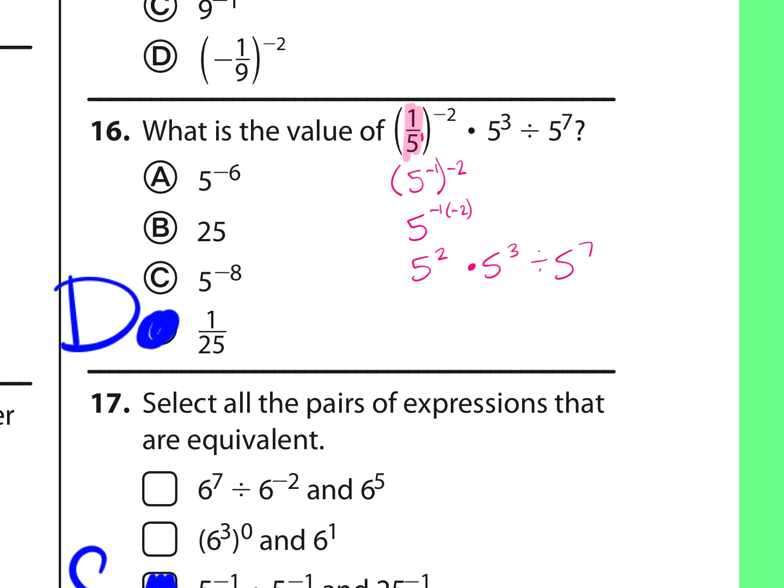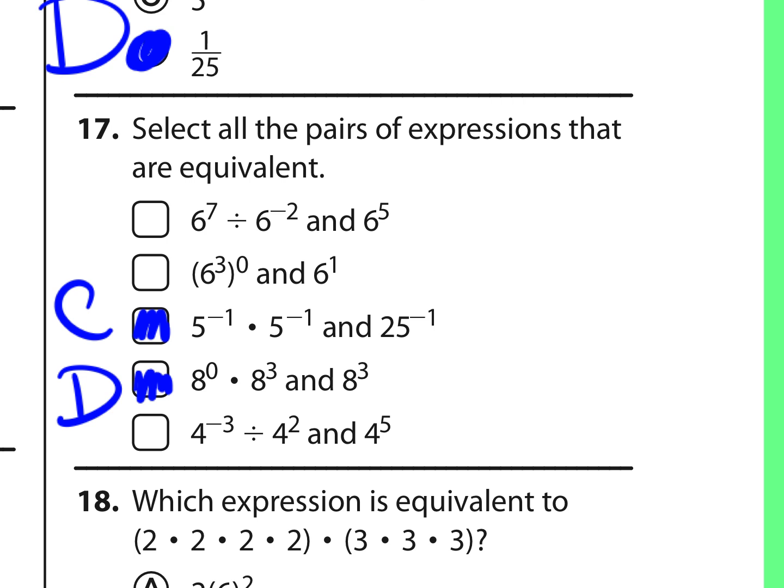And so 5 to the 2nd times 5 to the 3rd power, we're going to keep our base 5 and add the exponents 2 plus 3, which is 5. And then I'm going to divide by 5 to the 7th power, which is equivalent to 5 to the 5th minus 7, because when we're dividing like bases, we subtract the exponents. The result is 5 to the negative 2nd power. That's the same thing as 1 over 5 to the positive 2nd power when it crosses the fraction line, which is 1 over 25.